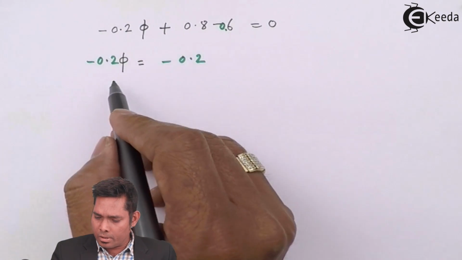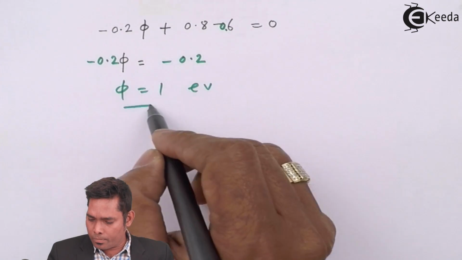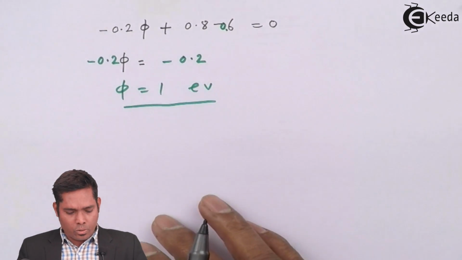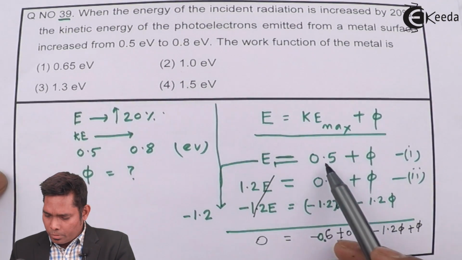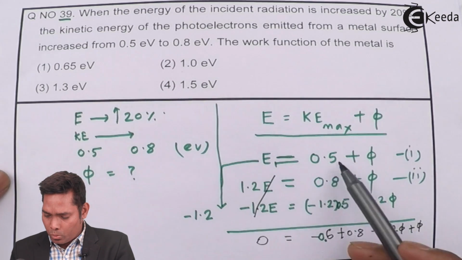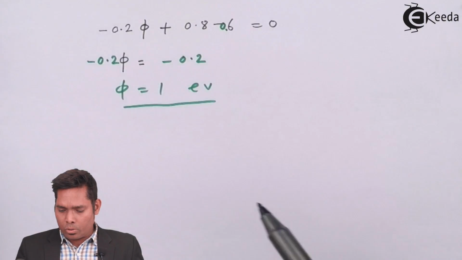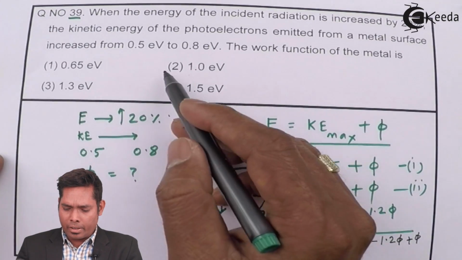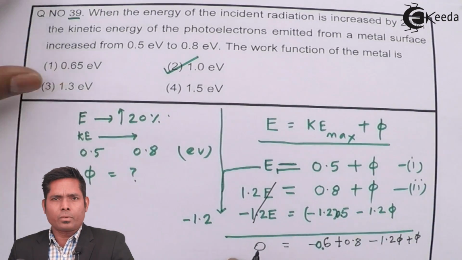So if I solve this, then phi equals 1 electron volt. What I have done is that you multiply here by 1.2, you will get 0.6, not 6, because I have taken 5. So if you solve this, then you are getting option number 2 is the correct answer. Okay, thank you.